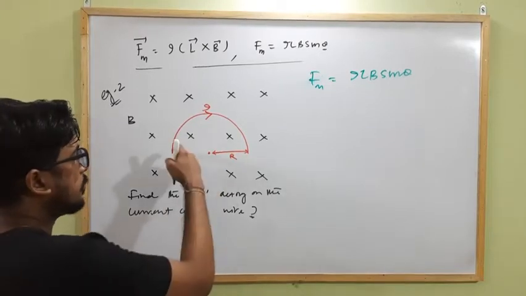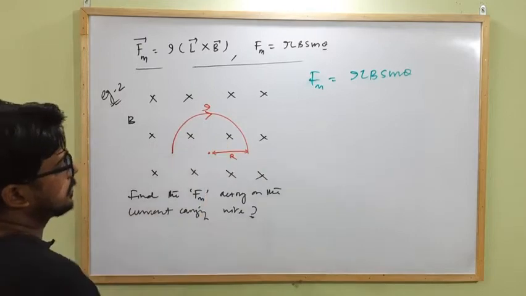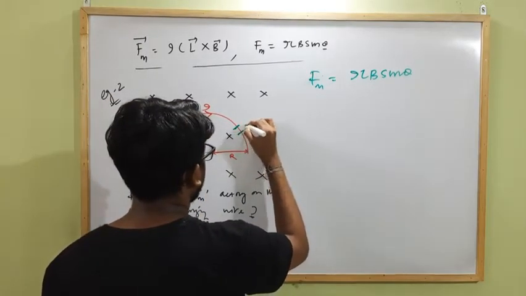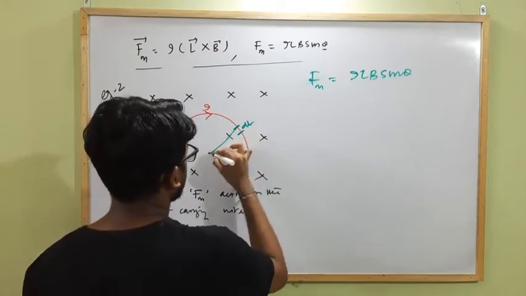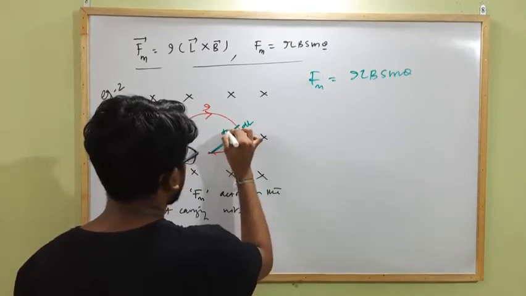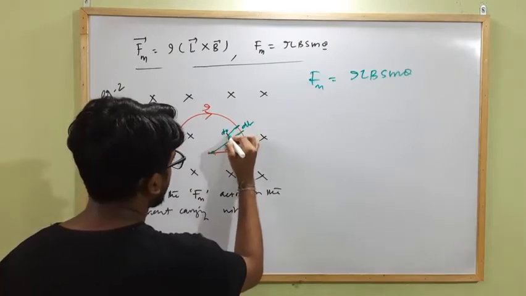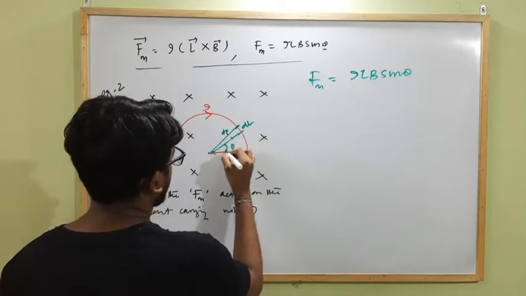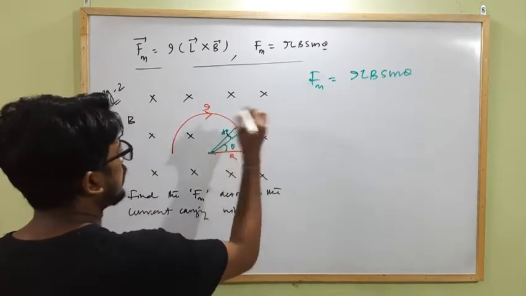Clear? But here the L is in a curved shape. So for that we have to first assume a small segment of length dl, which is at an angle theta of width d theta. Clear? Just consider a small segment dl at an angle theta of width d theta. This length will be dl.